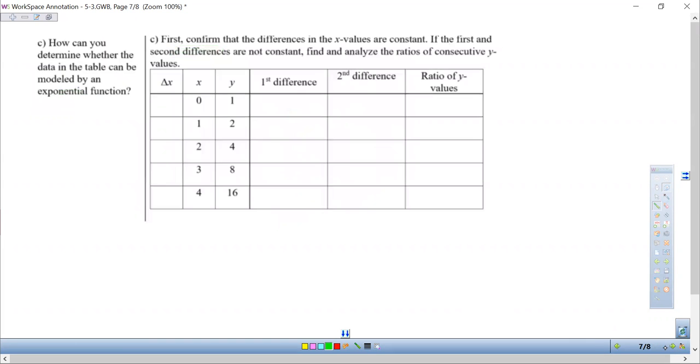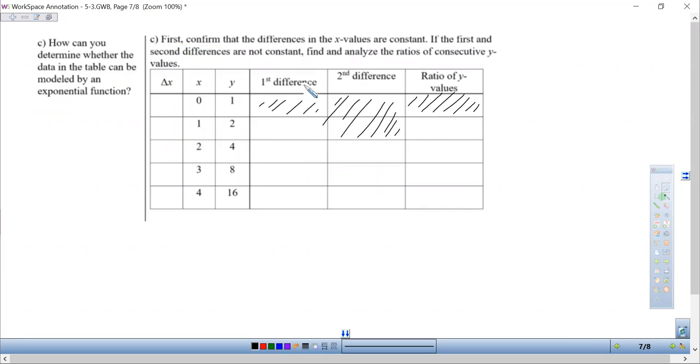The last type of function is exponential. So in an exponential function, I'm not going to have constant first differences or second differences. But I should have a constant ratio.